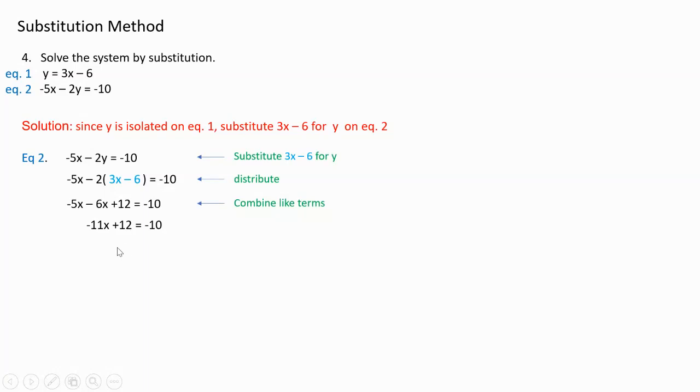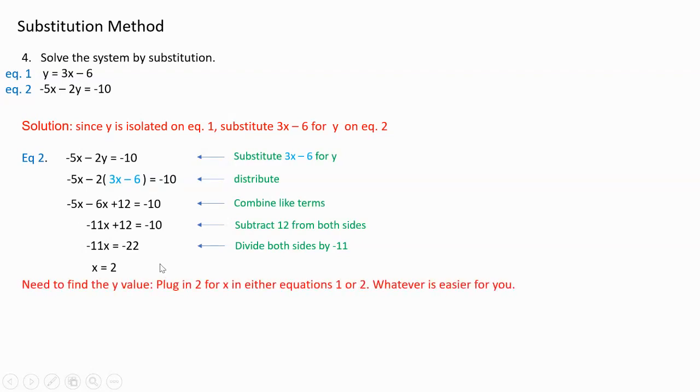Now we have to solve for x. So we're going to subtract 12 from both sides. So we get negative 11x equals negative 22. Now we divide both sides by negative 11. So we get x equals 2.